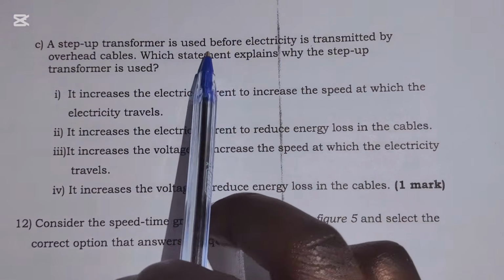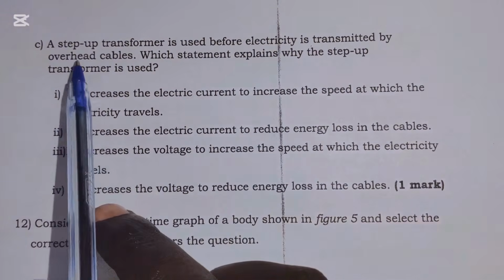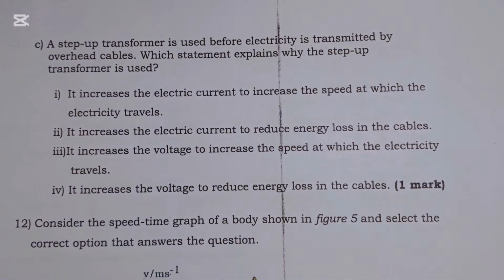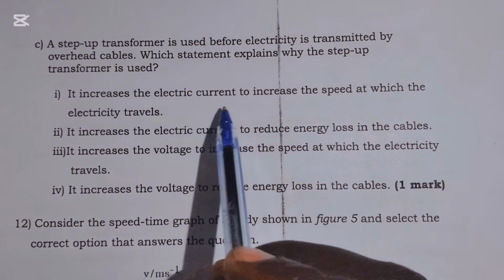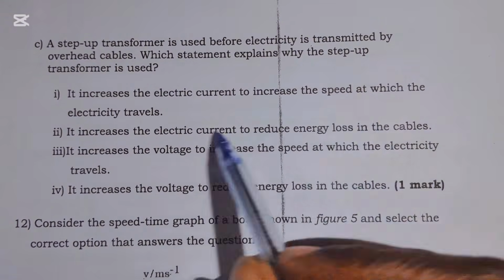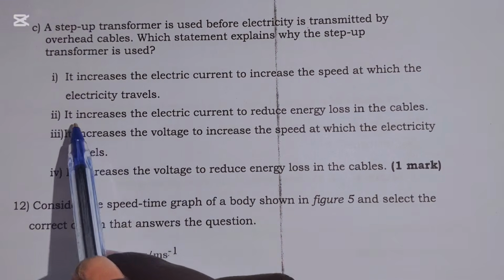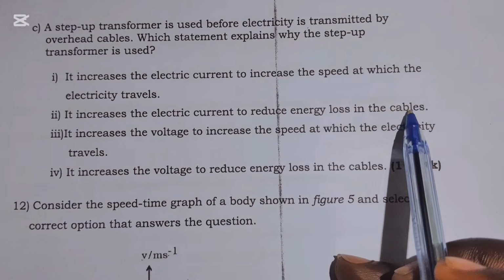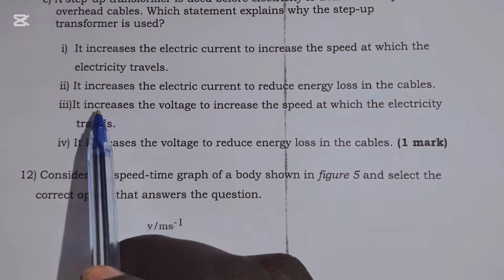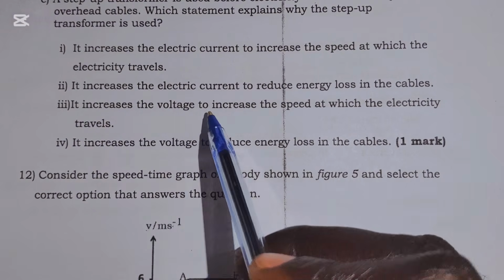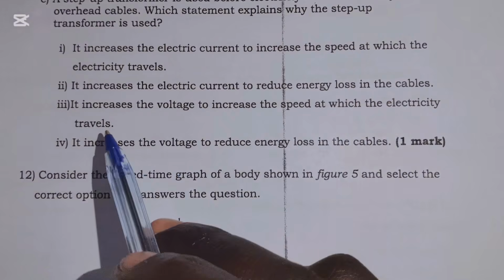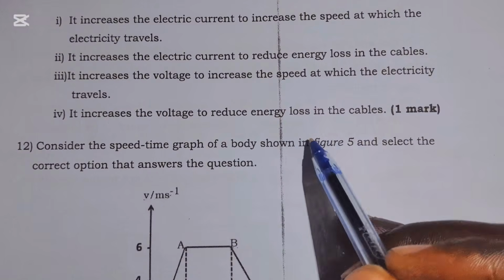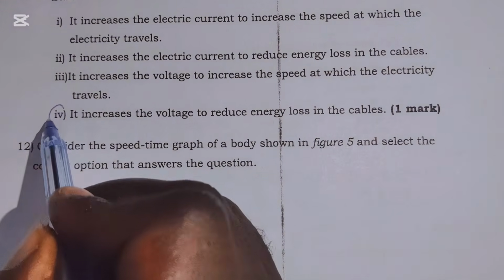A step up transformer is used before electricity is transmitted by overhead cables. Which statement explains why a step up transformer is used? Number 1, it increases the electric current to increase the speed at which the electricity travels. Number 2, it increases the electric current to reduce energy lost in the cables. Number 3, it increases the voltage to increase the speed at which the electricity travels. Number 4, it increases the voltage to reduce energy loss in the cables. And this is the best option.